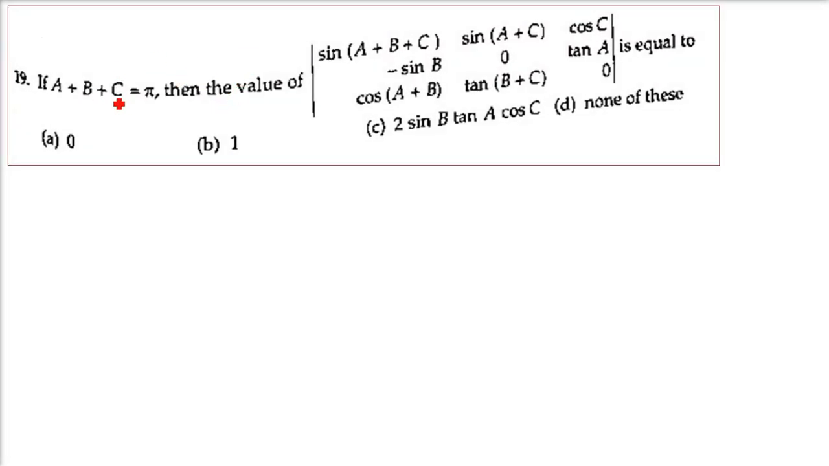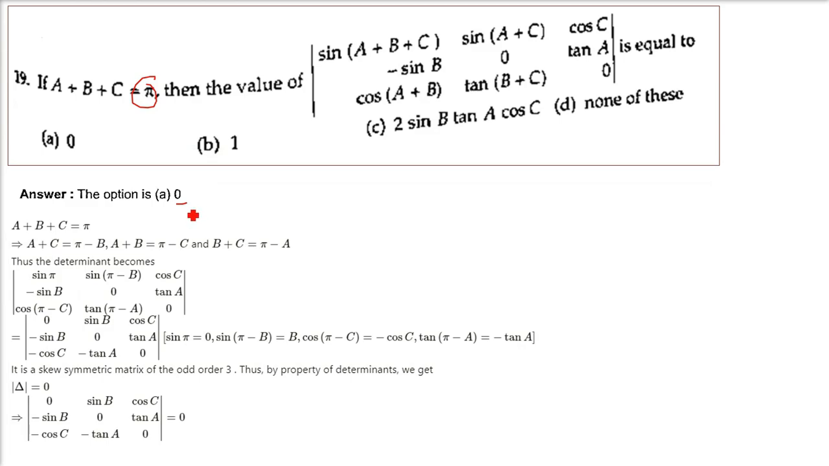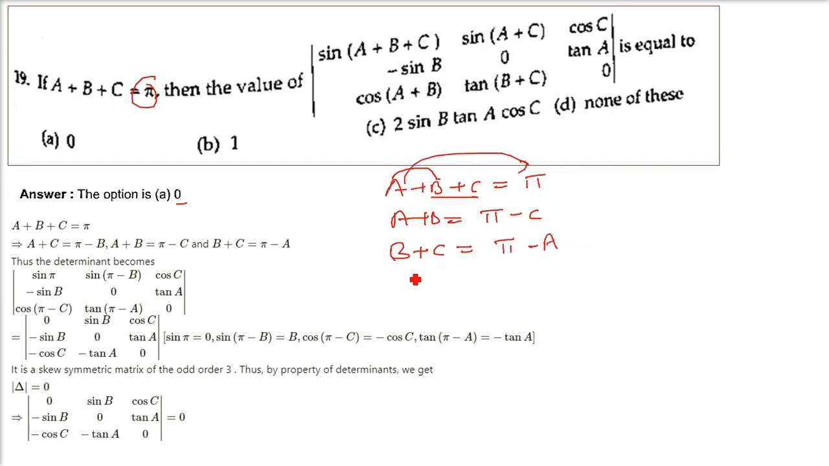If a plus b plus c equals pi, then the value of the determinant... let us write a plus b plus c, a plus c, a plus b, and b plus c in terms of certain sine or cos values, so that we get a particular value. For example, a plus b plus c is pi. a plus c is what? It's pi minus b. Now a plus b is what? Pi minus c. And b plus c is what? It's pi minus a. So we got all of this.